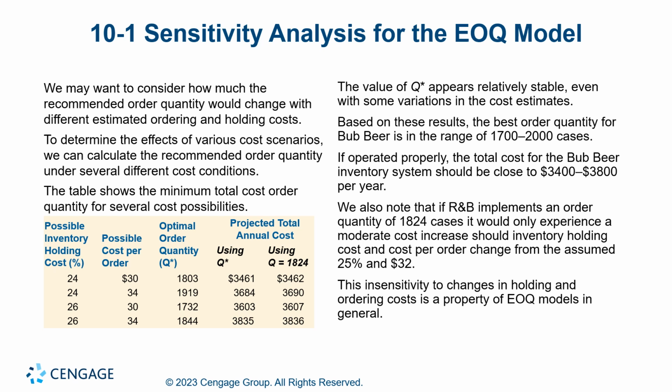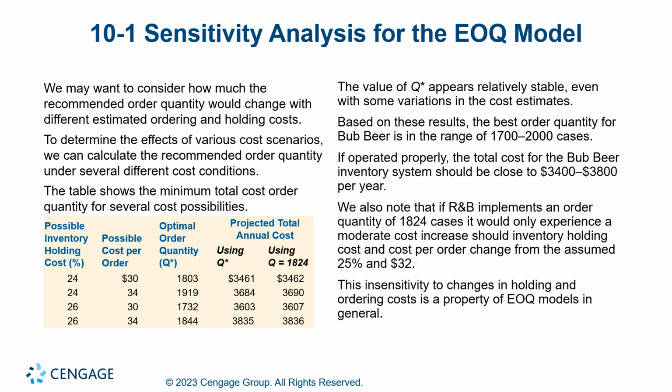We also note that there is little risk associated with implementing the calculated order quantity of 1,824. For example, if RMB implements an order quantity of 1,824 cases, which uses the cost estimate of CO equal to 32 and CH equal to 25%, and the CO turns out to be 34 and the CH turns out to be 24%, then RMB experiences only a $5 increase in the total annual cost, which is relatively very small.